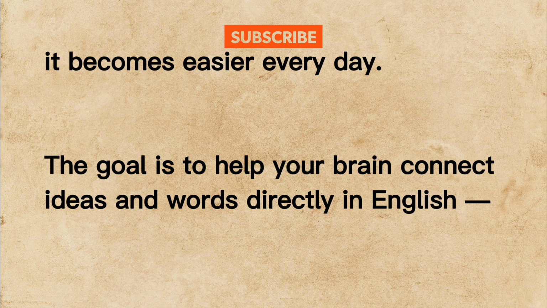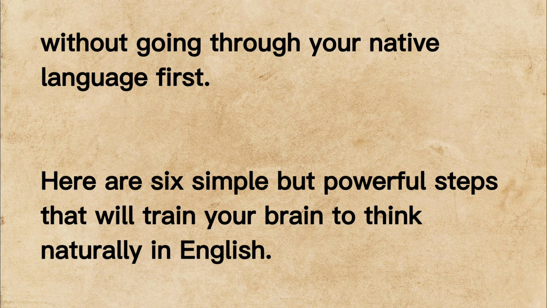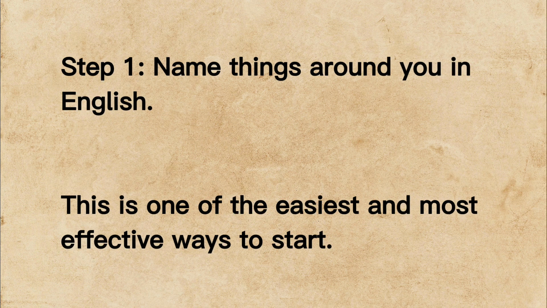The goal is to help your brain connect ideas and words directly in English, without going through your native language first. Here are 6 simple but powerful steps that will train your brain to think naturally in English. Step 1. Name things around you in English.